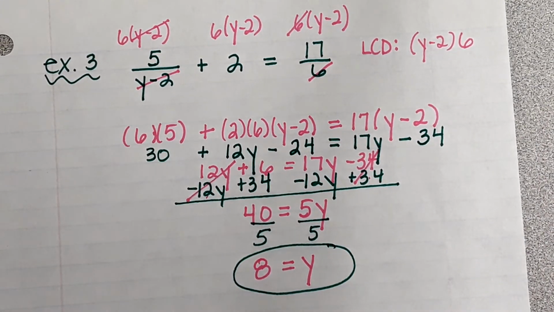Now, sometimes they won't work out. If they won't work out, it's called an extraneous solution. But for right now, examples 1, 2, and 3, they've worked out.